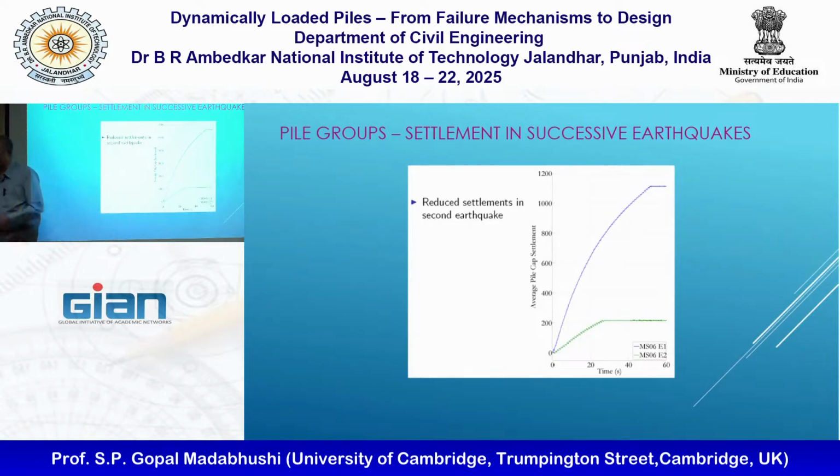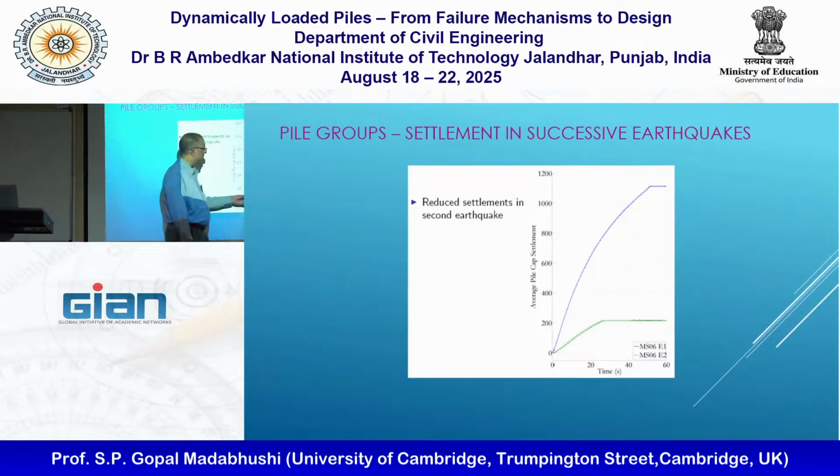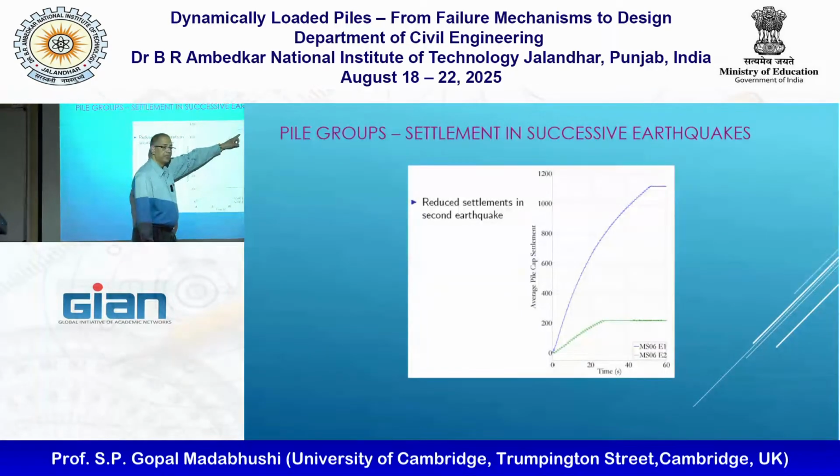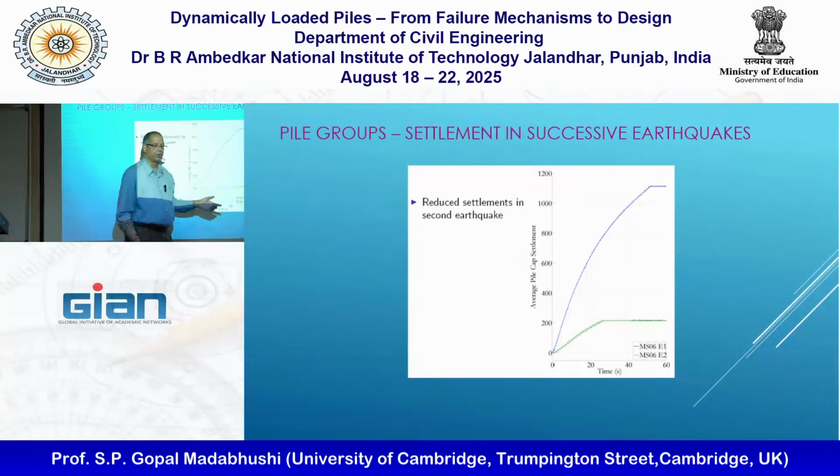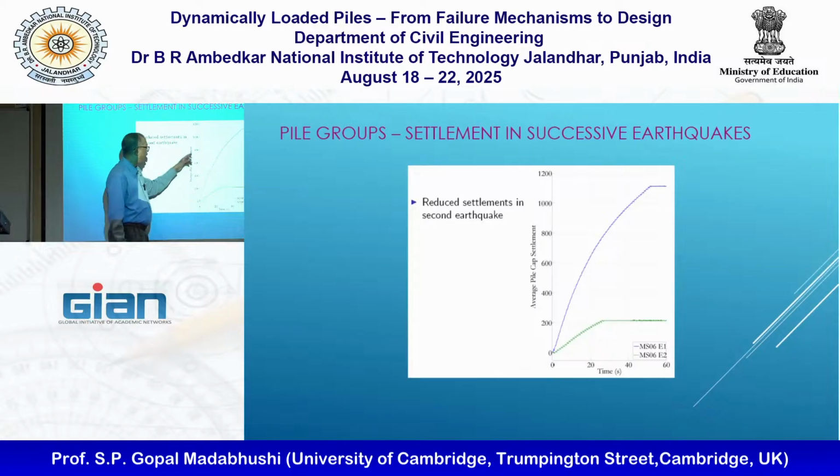So we had an idea: suppose instead of stopping earthquake 1 here, if we continued, what would happen? It would probably have this. Earthquake 2 is basically that, isn't it? We stopped and applied a second earthquake. How is the settlement going to continue? So I need to stack these one after the other. And this is what happens.